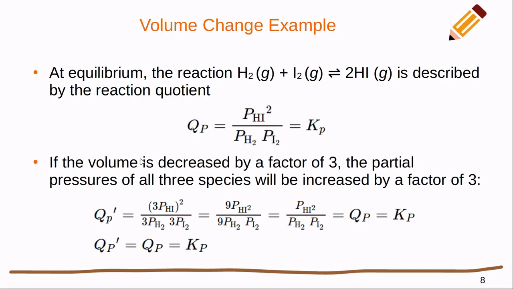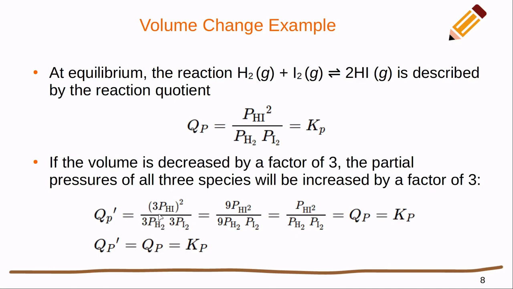Now, let's imagine for a second that we decrease the volume by a factor of 3. I have this exact same reaction mixture. It's now being held in a container that is 1/3 the size of the original container. This means that the partial pressures are all going to be tripled. Because they're behaving ideally, if we decrease the volume by 3, we're going to have 3 times the pressure.